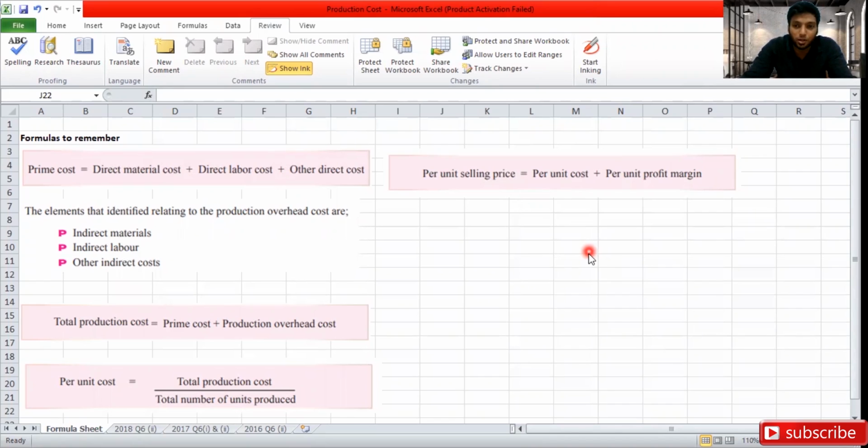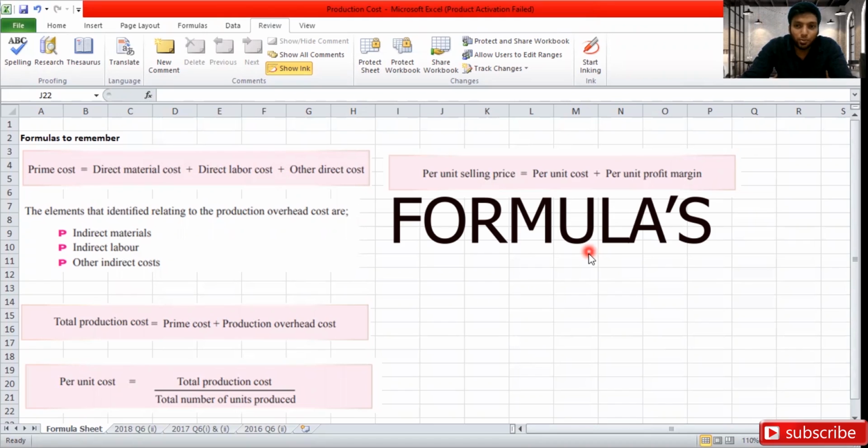Before that, you need to know something called formulas. If you remember these formulas, then of course doing the sum is not that hard for you to understand.